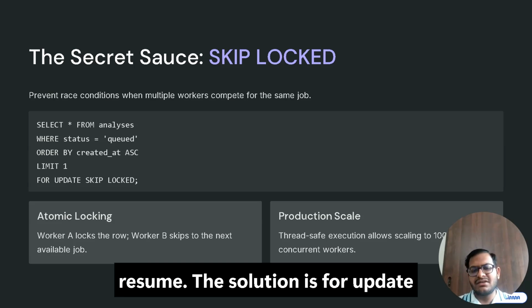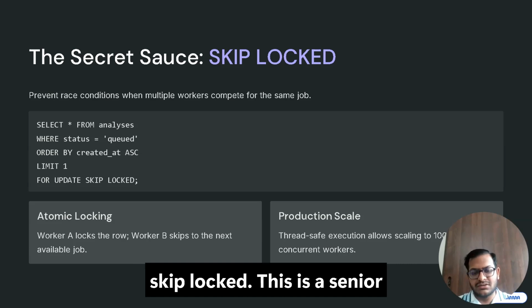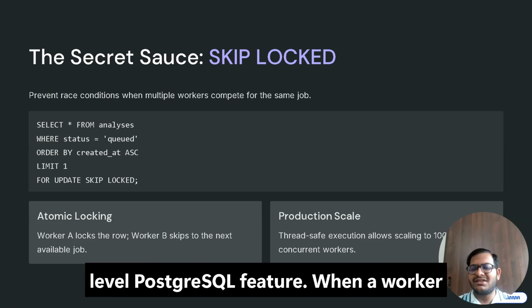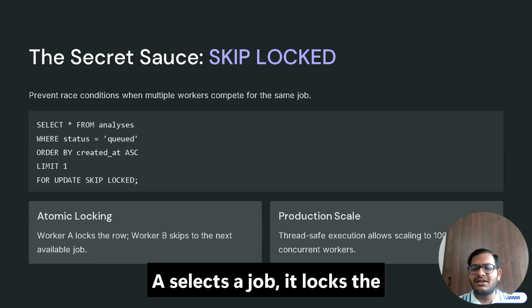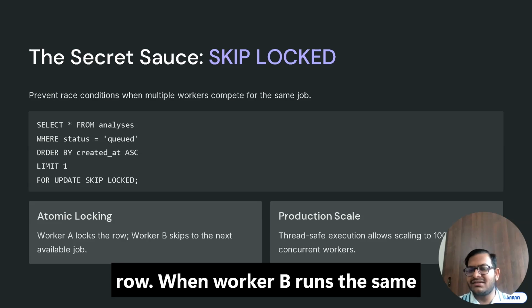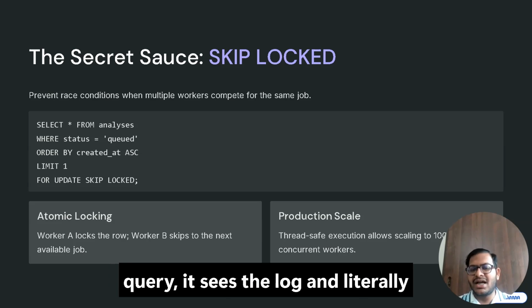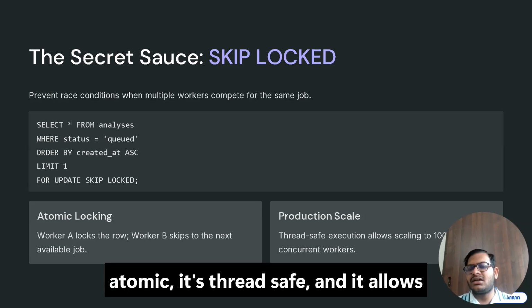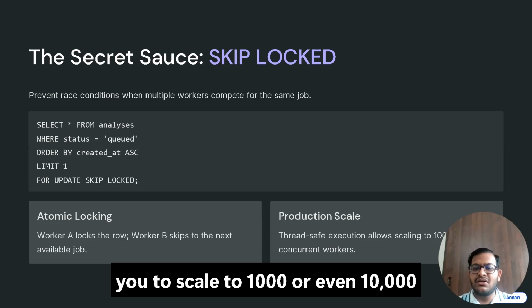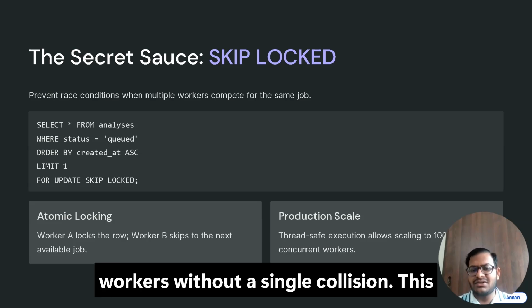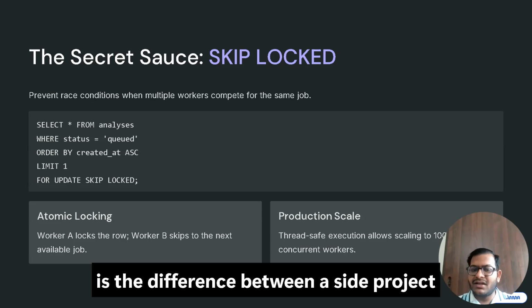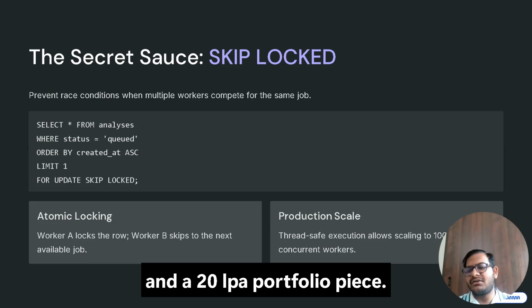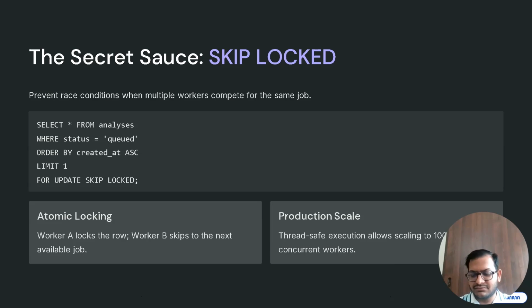The solution is FOR UPDATE SKIP LOCKED. This is a senior-level PostgreSQL feature. When worker A selects a job, it locks the row. When worker B runs the same query, it sees the lock and literally skips to the next available job. It's atomic, it's thread safe, and it allows you to scale to 1,000 or even 10,000 workers without a single collision. This is the difference between a side project and a 20 LPA portfolio piece.